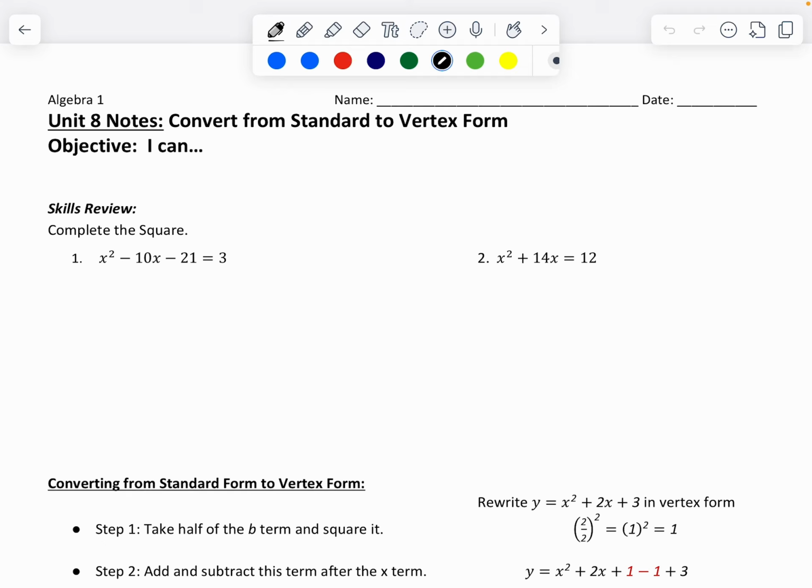We are going to look at converting from standard form to vertex form. You did have a CFA today, so hopefully you did well on that.